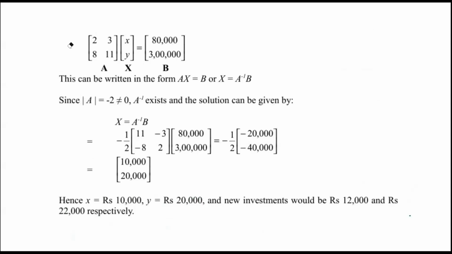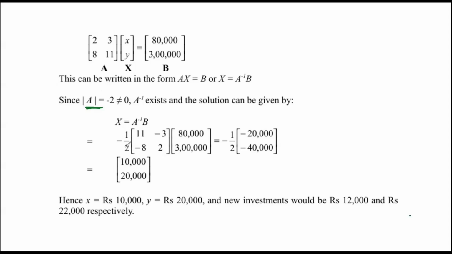So this is what I was saying before, right? To get X, you have to find A inverse times B. So to find the inverse, you have to find the determinant. The determinant of this is going to be what? 2 times 11, which is 22. Subtract 8 times 3, which is 24. So minus 2. The determinant is minus 2. Right? So the inverse is going to be minus a half.